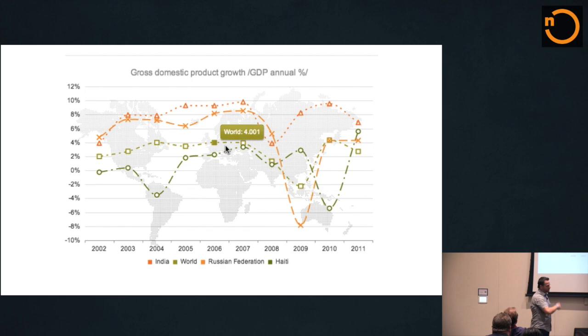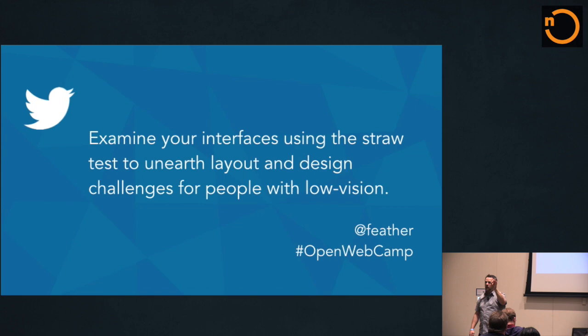There are different things that we need to keep in mind and keep track of here. So when you're looking at any interface, you can do this at a wireframe level, a mock-up level, or a live site level. Use that straw test, because what you will do with that straw test is uncover layout and design challenges for people with low vision. We simulate that small field of view. You will reveal so much stuff in your work, it will surprise and amaze you. Now, I'm not saying that you can change everything, but there are really obvious things that you will be able to change, like where you put calls to action, right?